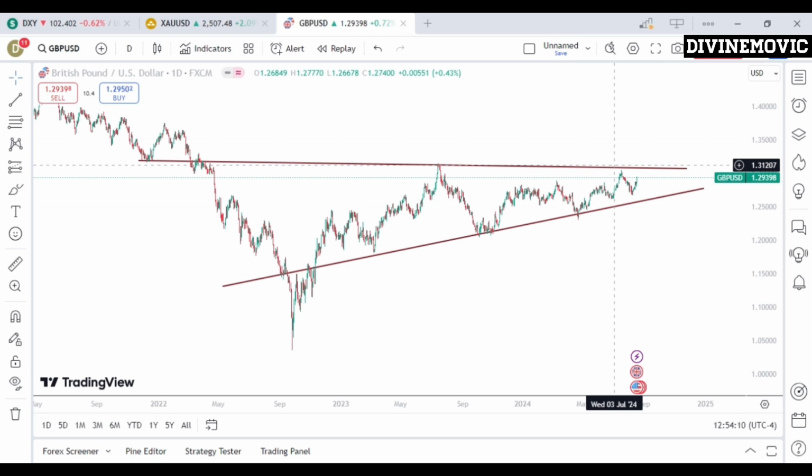For us to understand that, we simply want to identify the key levels. Where are the key levels in the market? Where is our support key level? And where is our resistance key level? I'm going to be identifying that right now.